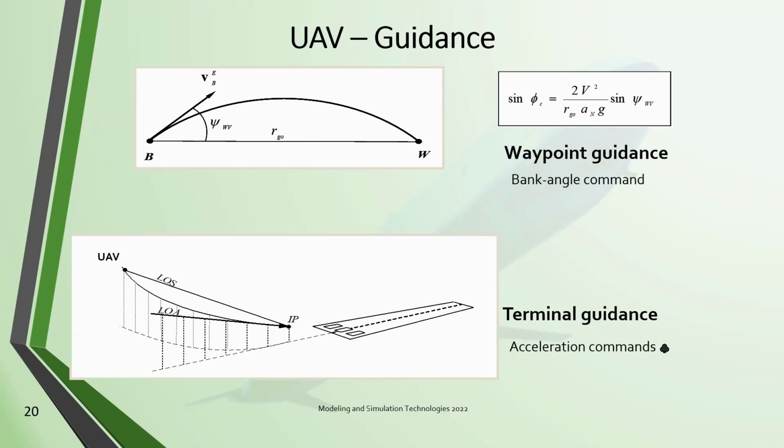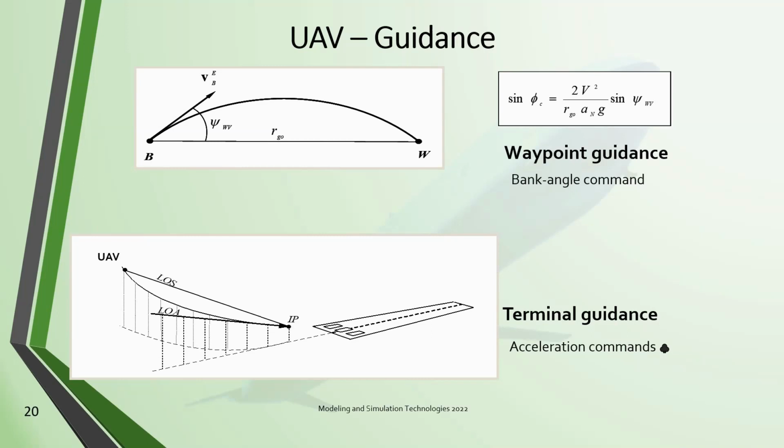As the UAV has to approach the runway and land, there is a terminal guidance requirement which generates acceleration commands. We have 2 lines of sight. Well, one is the line of sight between the UAV and the IP. The other one is a line of attack. And this line of attack aligns the UAV with the runway direction, both in the vertical and horizontal plane. So here the idea is to bring the line of sight into the line of attack for landing.